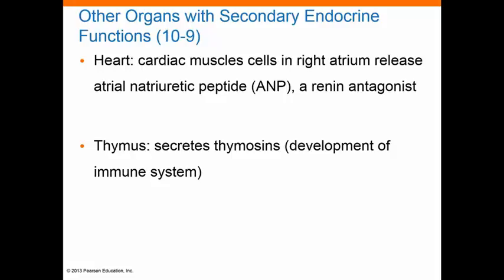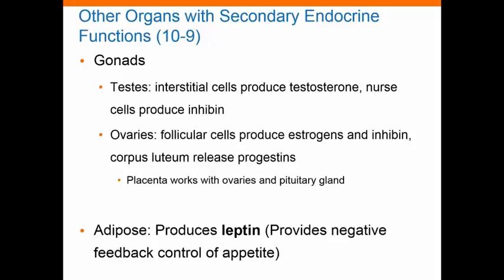The thymus secretes thymosins, which aid in the development and the maintenance of immune cells, specifically T cells. In males, interstitial cells produce androgens. The most important is testosterone, which promotes sperm production, maintains secretory glands of the reproductive tract, and determines secondary sex characteristics. It stimulates protein synthesis, among other functions.